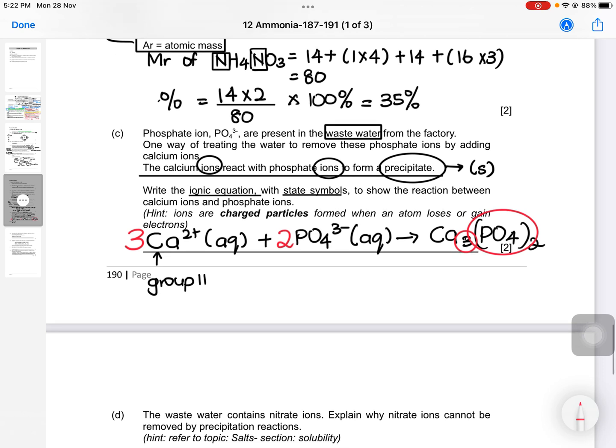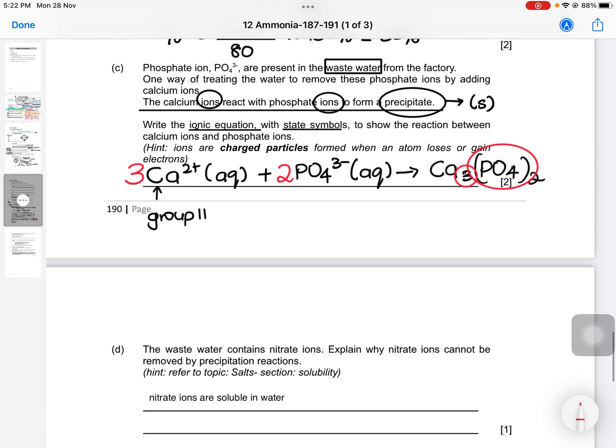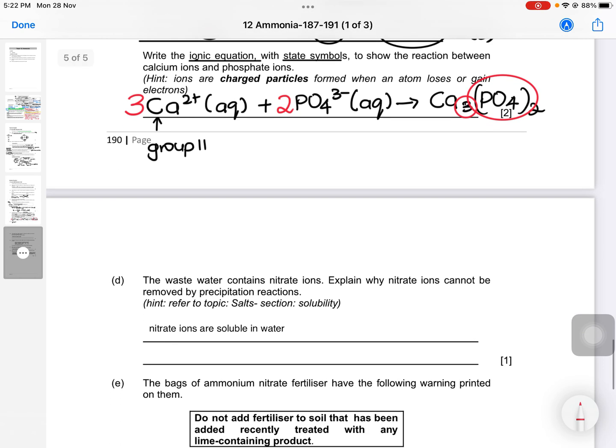Next, for part D, the wastewater contains nitrate ions. Why can't nitrate ions be removed by precipitation? If you refer to the section on solubility of salts, nitrate ions are soluble in water. So any salt that's soluble, you cannot remove.